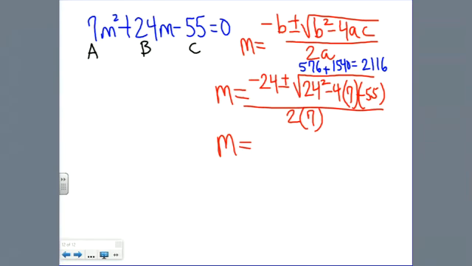The discriminant is positive, so we should get 2 real answers at the end. So we have negative 24 plus or minus the square root of 2,116 all over 14.